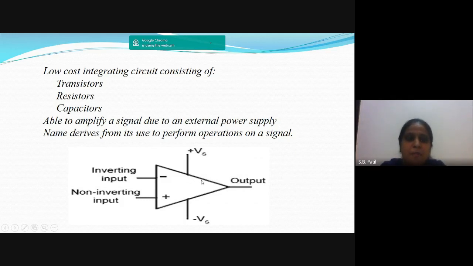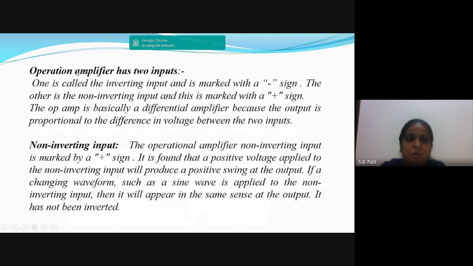The operational amplifier has two inputs. One is called the inverting input, which is marked with a negative sign, and the other is the non-inverting input, which is marked with a positive sign.